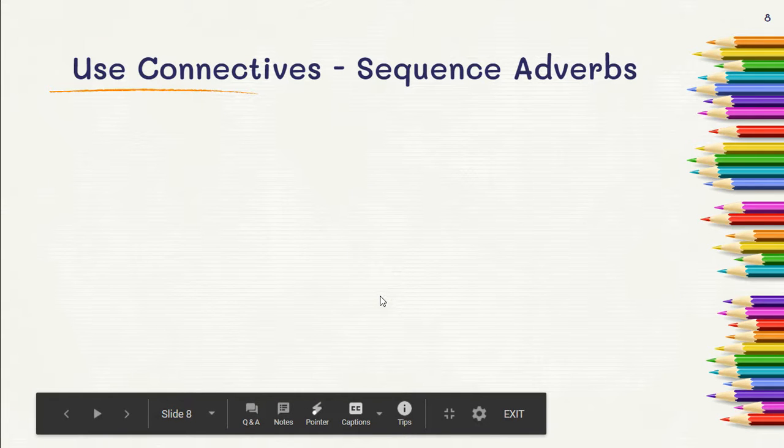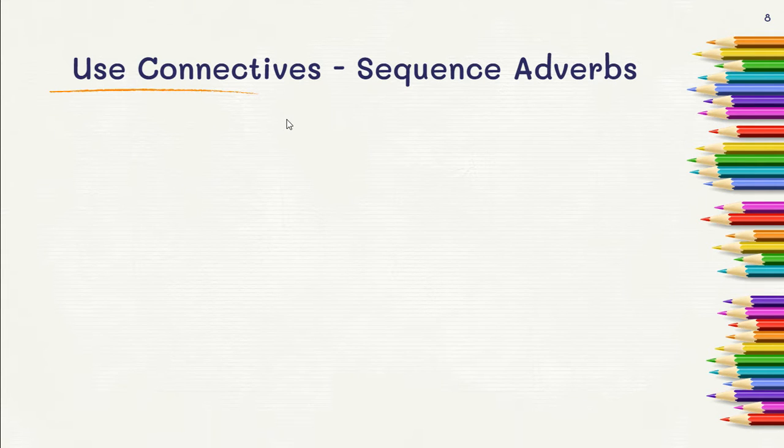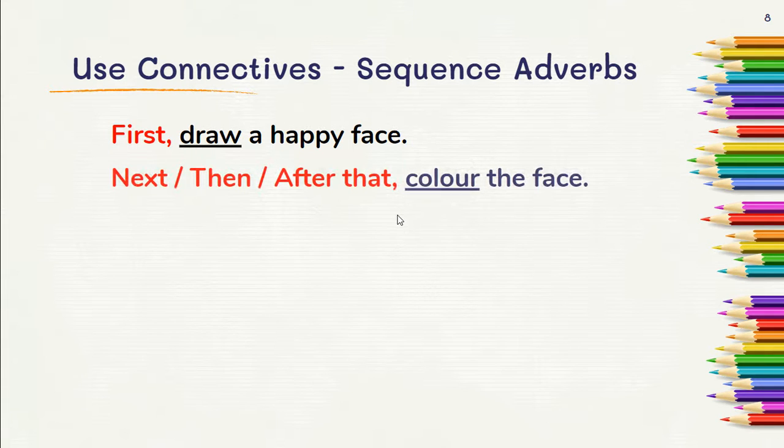Next, we are going to learn about how to use connectives. And in this case, the connectives are the sequence adverbs. So you should have learned it before, and this is kind of a revision. Here we have some sequence adverbs. The first adverb that you want to use in the first instruction obviously is first, and then the last one will be finally. In the middle, you can use next, then, or after that.